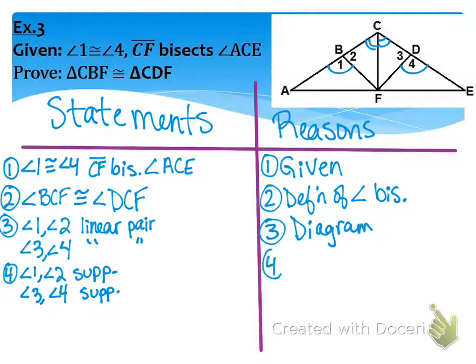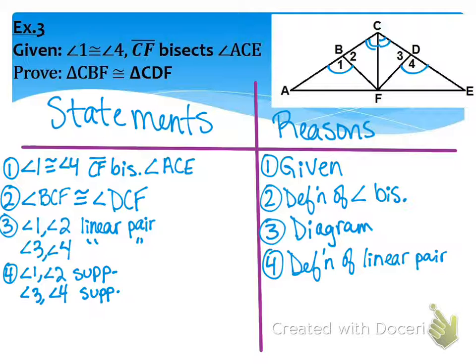And how did we know that? Definition of linear pair. Good. Actually, I think that might be the linear pair postulate. I'm okay with either way. You gotta have linear pair in there somewhere. Because they were linear pairs, we knew they were supplementary.